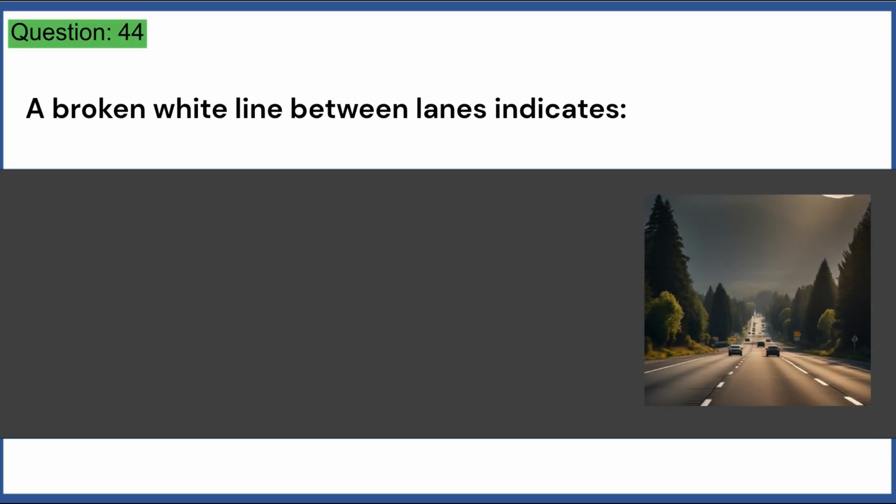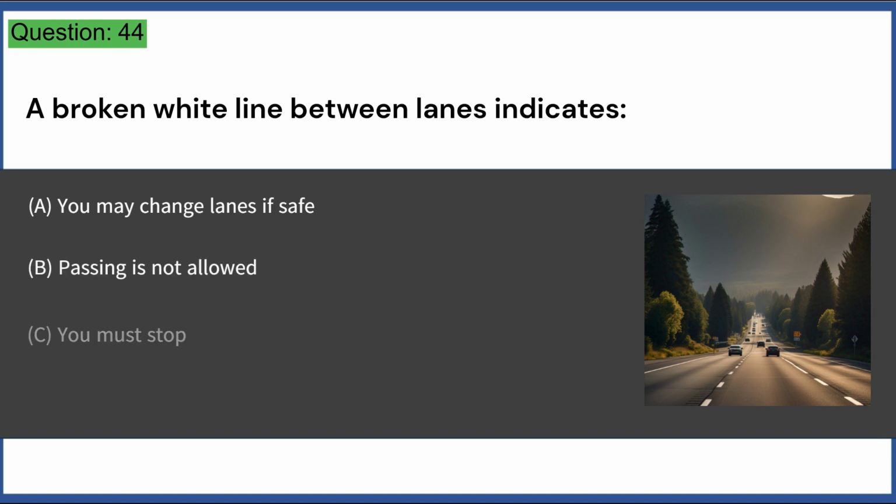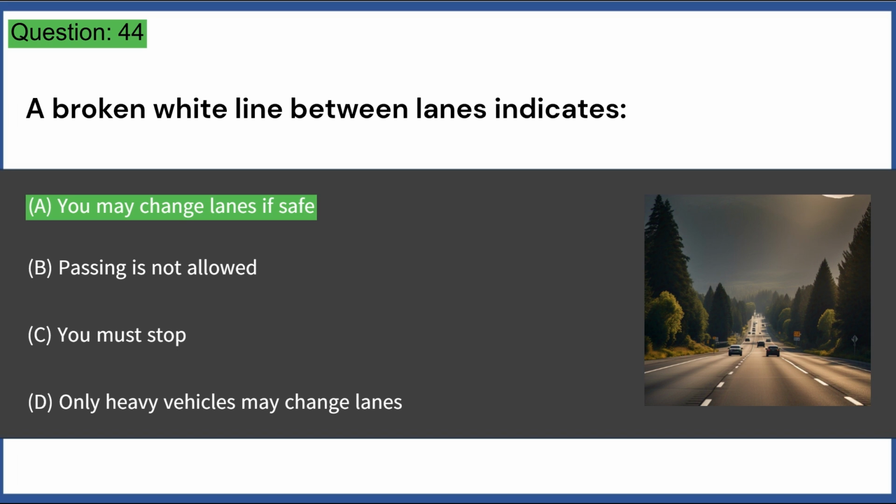A broken white line between lanes indicates: A. You may change lanes if safe. B. Passing is not allowed. C. You must stop. D. Only heavy vehicles may change lanes. Answer A. You may change lanes if safe.